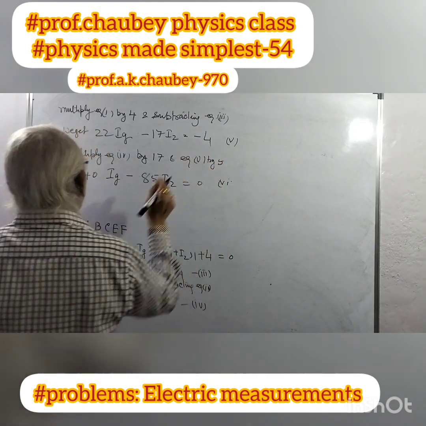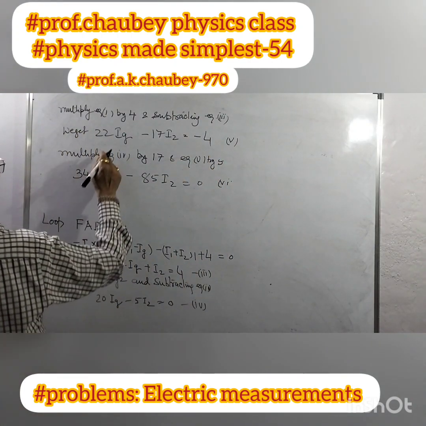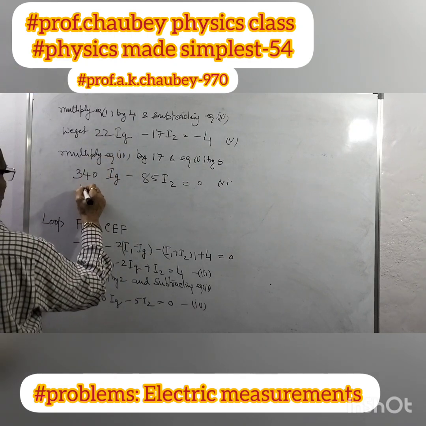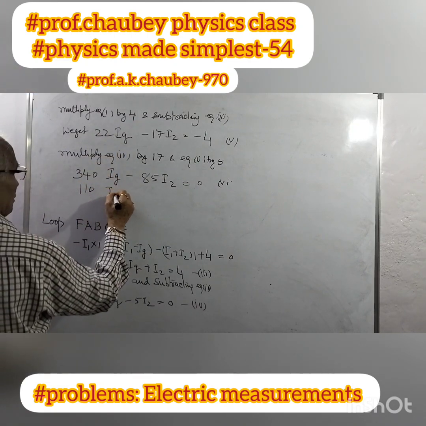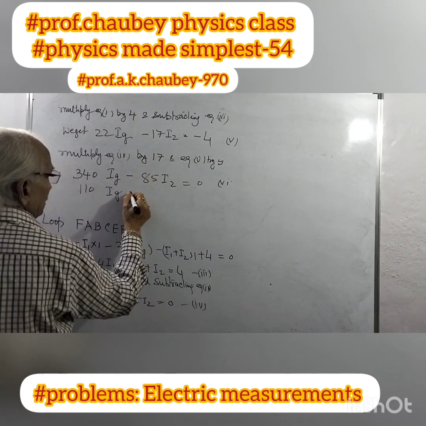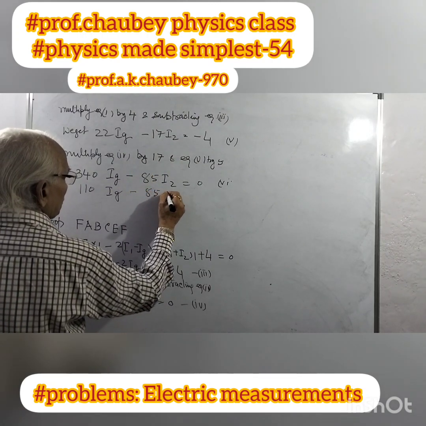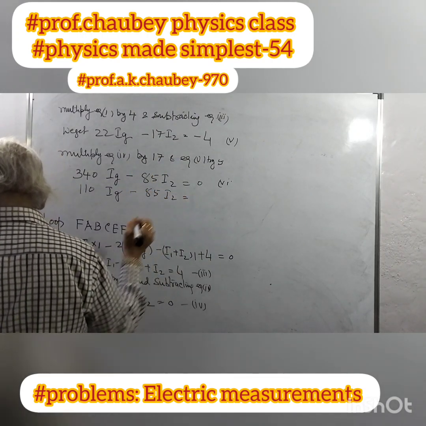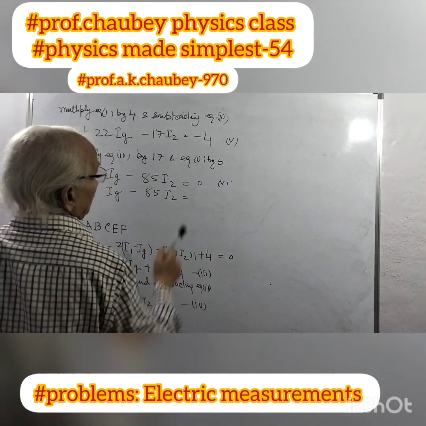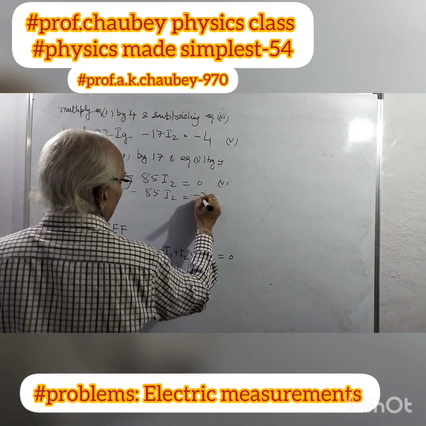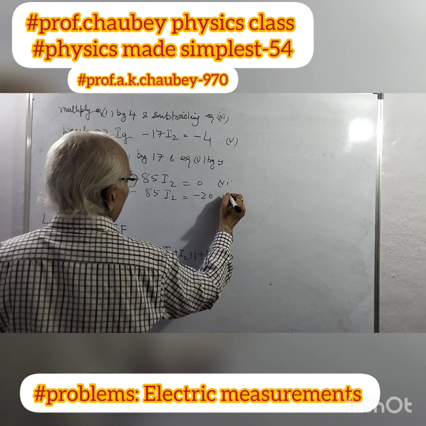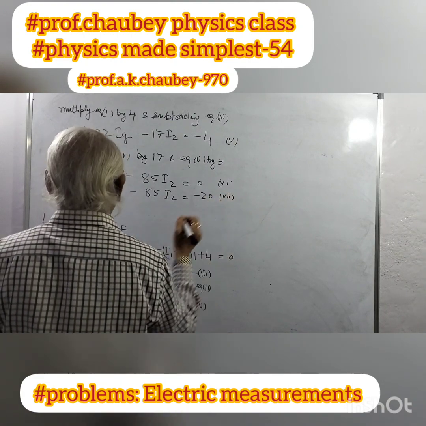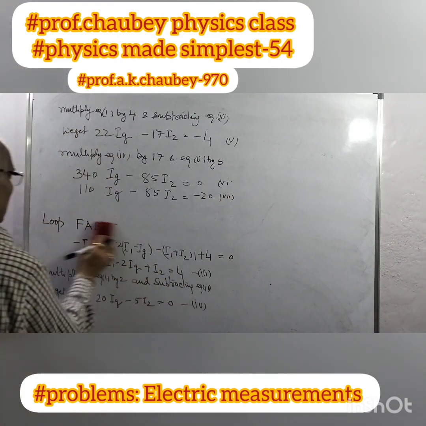And this multiplied by 5, so this becomes 110 Ig minus 85 I2 equal to minus 20. So, is it okay? Yeah.